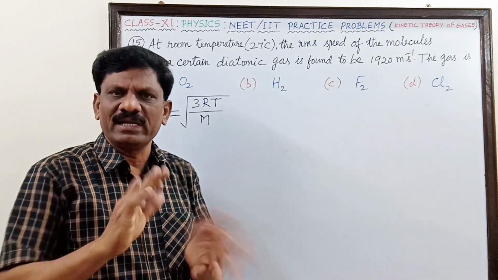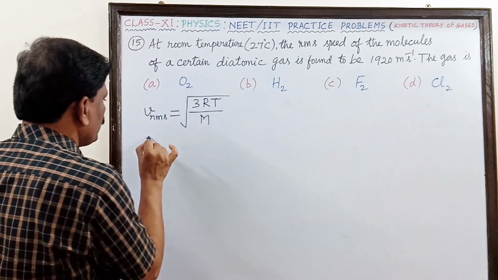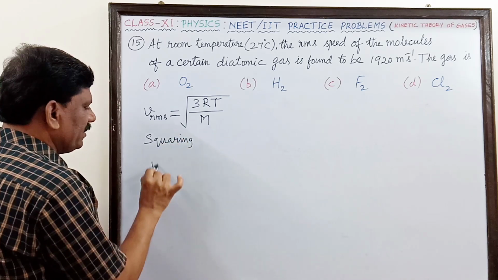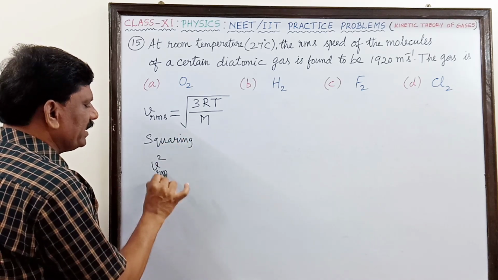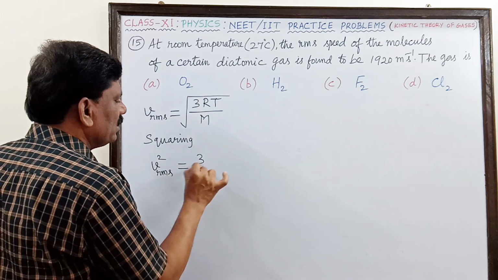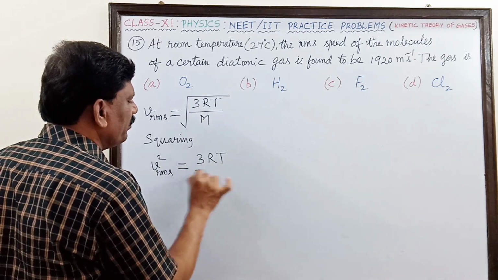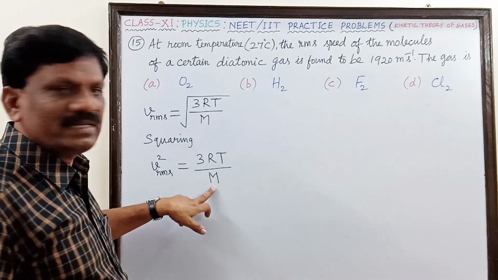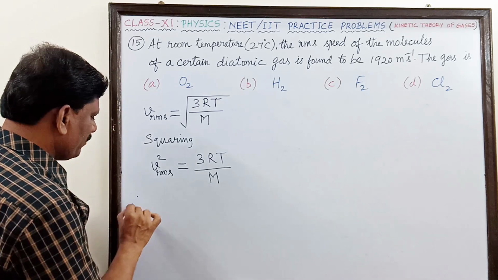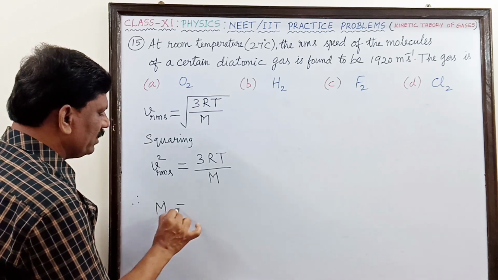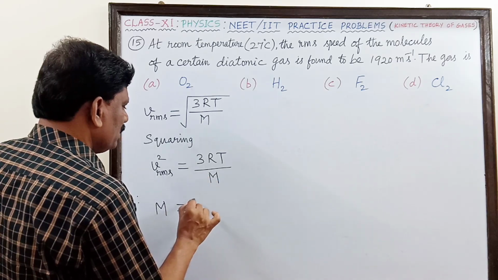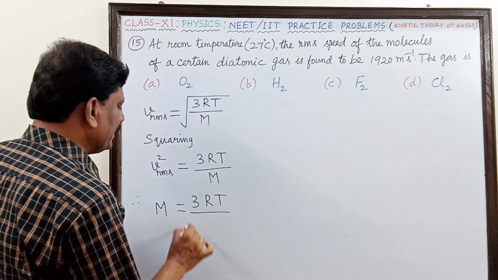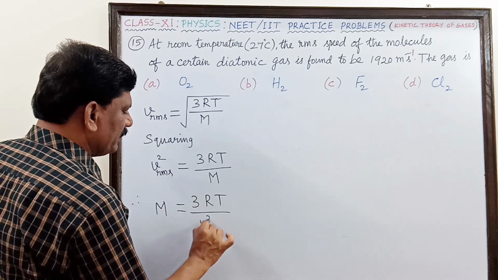Now I am going to square on both sides. So squaring on both sides, I get V square RMS is equal to 3 RT by M. I have to find what is the molar mass. Therefore, molar mass is now equal to 3 RT divided by V square RMS.